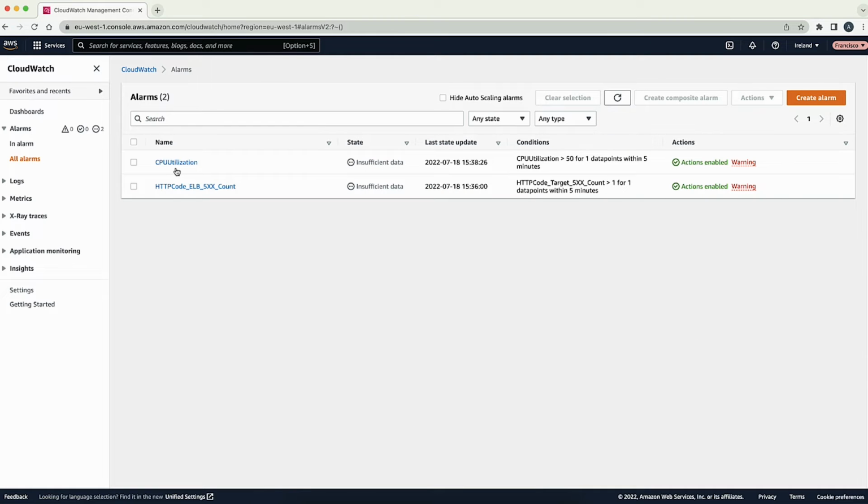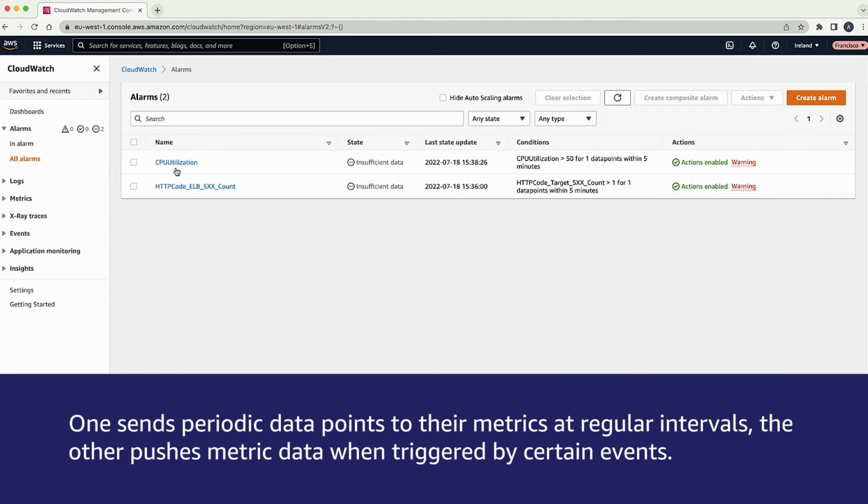Now, I have my testing alarm that I just created a few minutes ago, and I can see that it's stuck in the insufficient data state because of normal metric behavior. Generally, there are two types of metrics based on how they are pushed to CloudWatch: period-driven and event-driven. One sends periodic data points to their metrics at regular intervals. The other pushes metric data when triggered by certain events.